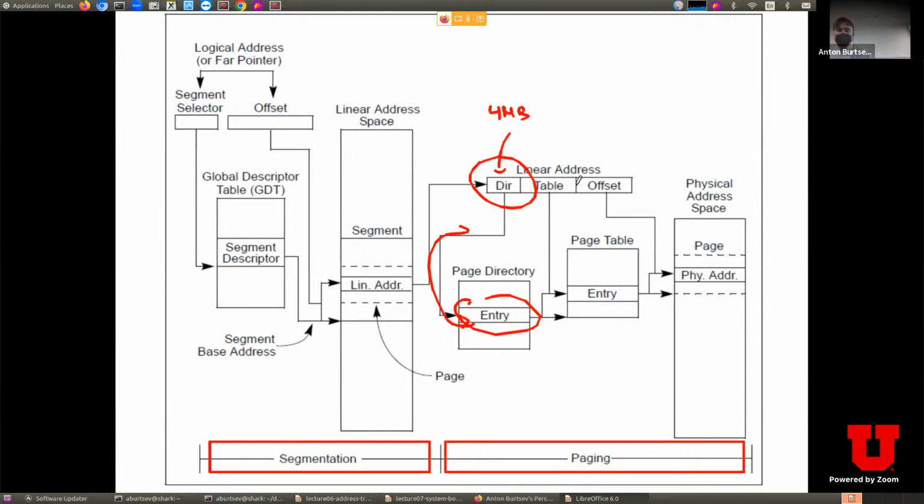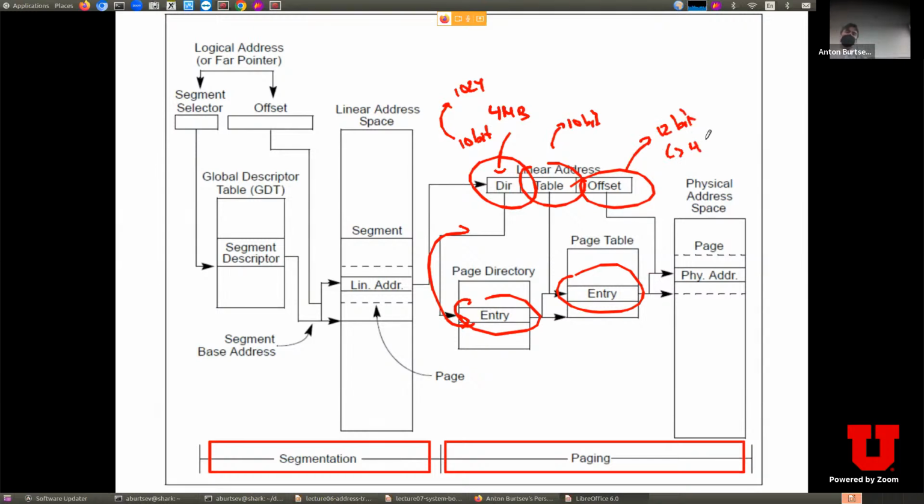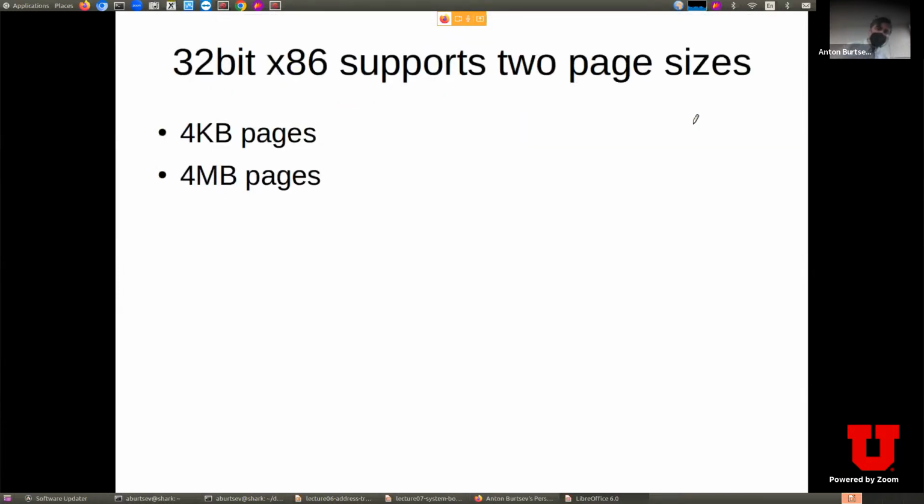And then within the 4 megabyte chunk, you will use these 10 bits. This is 10 bits because 10 bits allow you to represent 1024 numbers. These 10 bits will choose an entry within a 4 megabyte chunk, and this offset will finally choose an address within a page. This offset is 12 bits because it allows you to represent 4096 bytes within the page, because each page is 4096 bytes. Okay, so we got it.